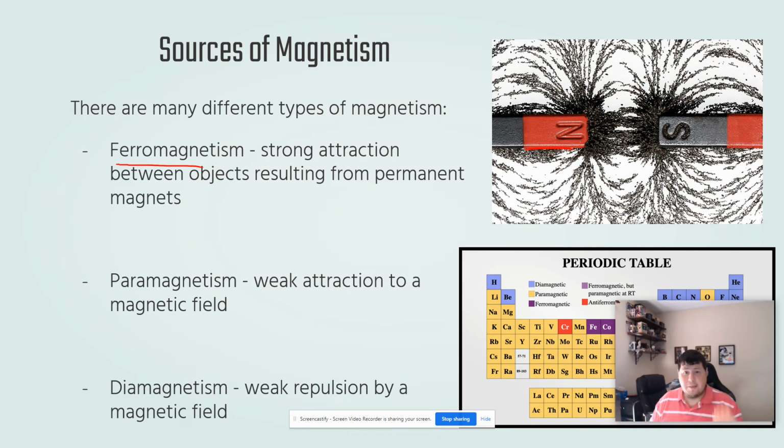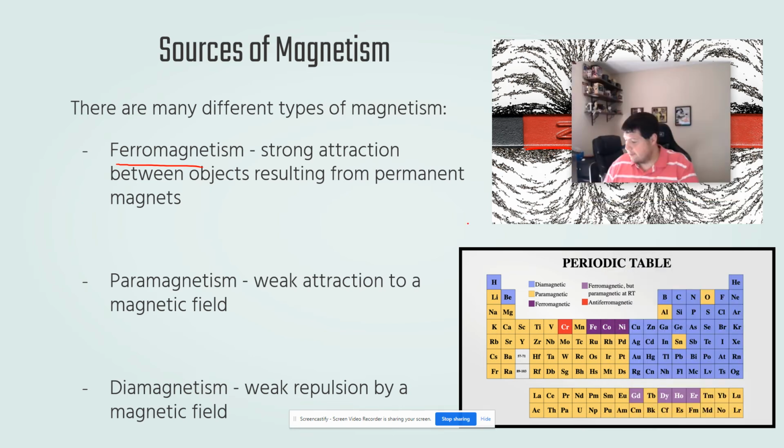But we want to talk a little bit deeper about why does something have ferromagnetism, and where do those things come from? It comes a little bit from a chemistry concept that you've probably interacted with before. That chemistry concept being that of paramagnetism and diamagnetism. If you remember, paramagnetism is a weak attraction to a magnetic field, and diamagnetism is a weak repulsion by a magnetic field. Well, why do they do that?